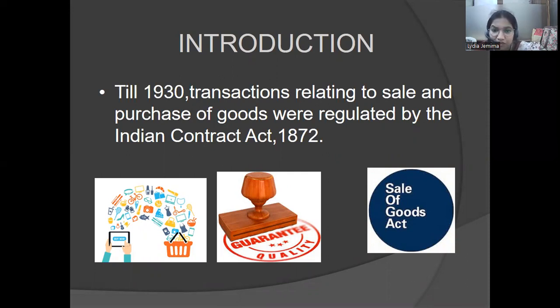Later, there was a need for separate provisions or regulations for these things. That's when they passed a bill in the parliament, and converted this particular act into a separate new act called the Sale of Goods Act of 1930. It actually came into existence in 1930. That's why it is called the Sale of Goods Act 1930.